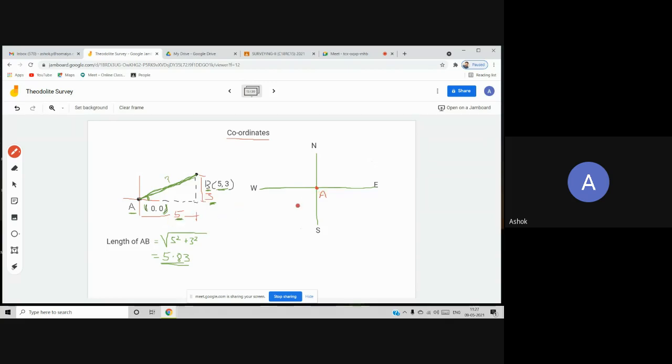Now 5 is x, that is known to us, but 5 can be here also, 5 can be here also. Similarly 3, that is a y coordinate. So 3 can be here also or it can be here also. So we will get 1, 2, 3, 4 locations. So our survey line can be like this, this, this, or this.